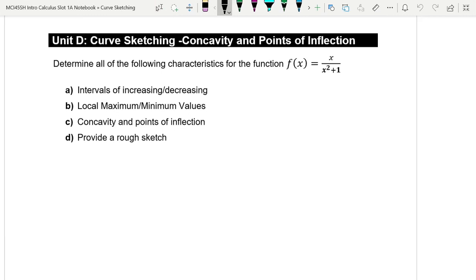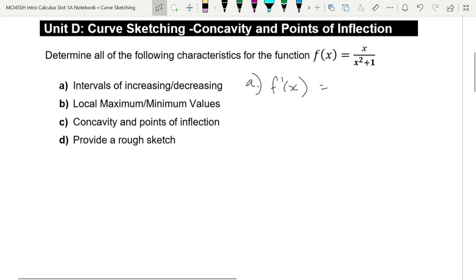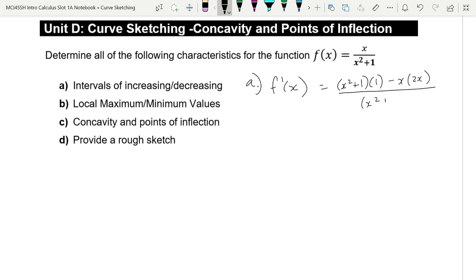And away we go. Okay, so for A, let's start up here. I'm going to try to conserve room here. So starting for A, I would like f prime of x. I'm going to make this a little bigger too. There we go. So f prime of x. What do we know about f prime of x? Well, it's quotient rule. So denominator times the derivative of the numerator minus numerator times the derivative of the denominator, all over the denominator squared.